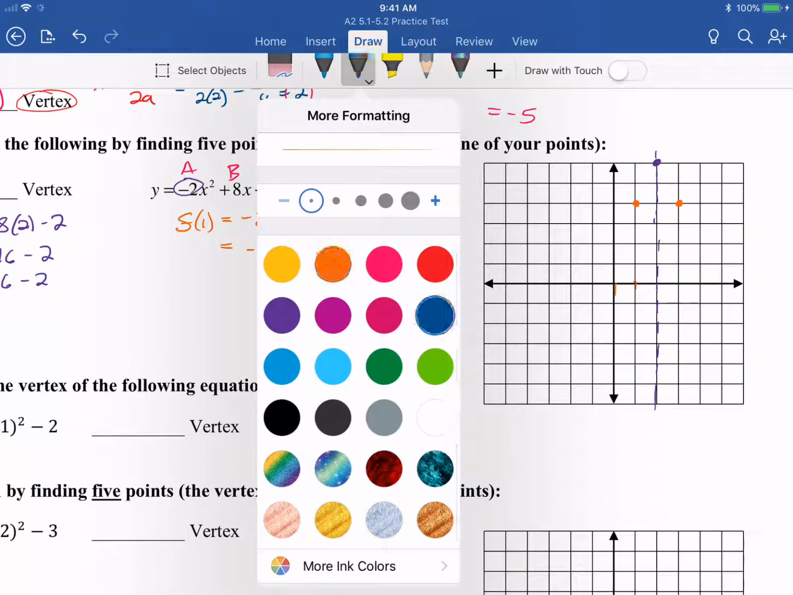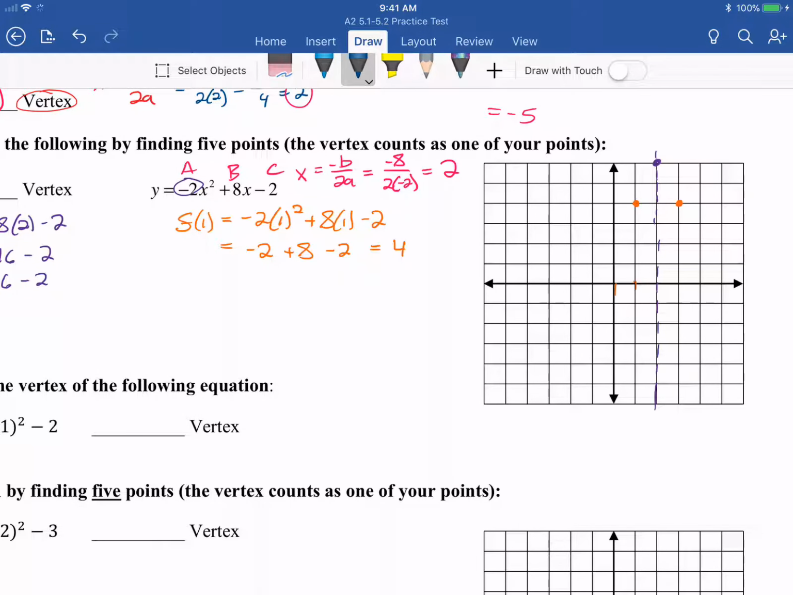Awesome, so now I keep going here. I plugged in 1, so now I'm going to plug in 0. f of 0 is always the easiest one to plug in. That's -2 times 0 squared plus 8 times 0 minus 2, which is equal to -2. All right, so let's go back here. Wake up, computer.